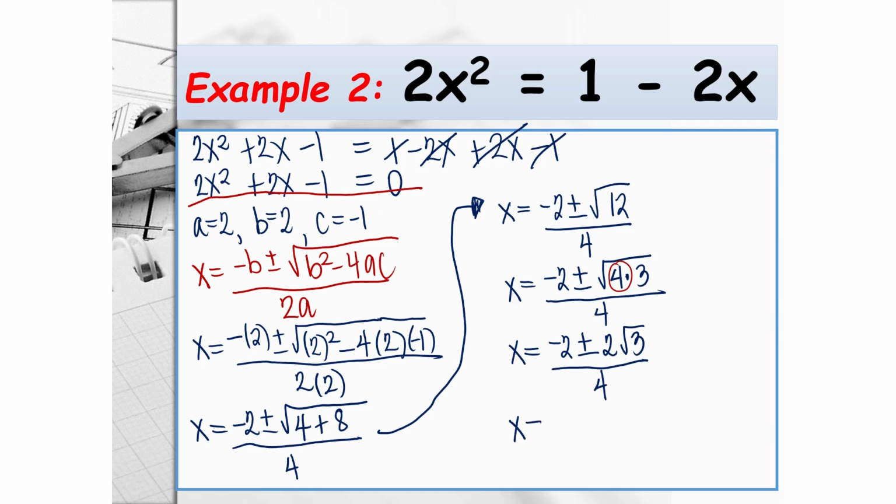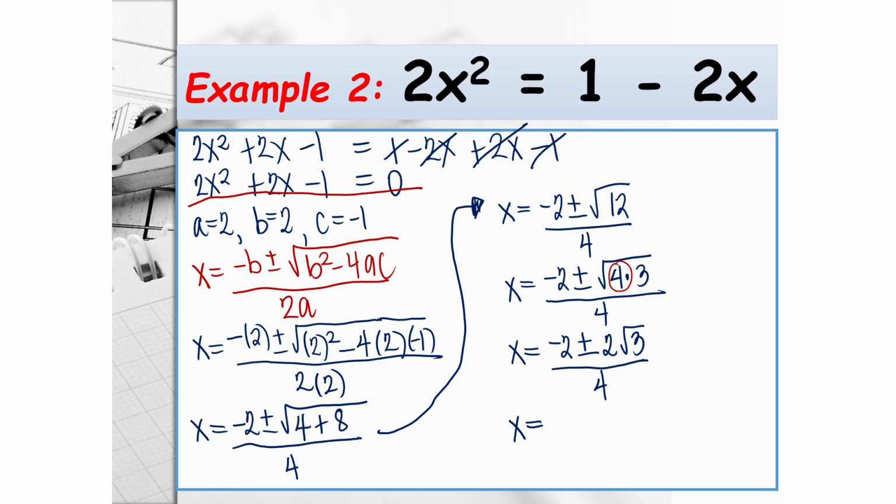So, x is equal to, we have to simplify the answer. Look at each number outside the radical sign. So, we have negative 2, plus minus 2, and then all over 4.